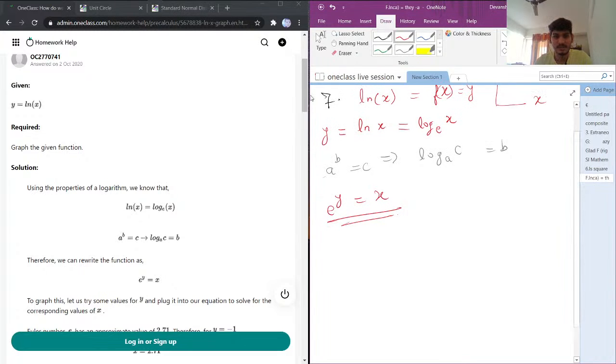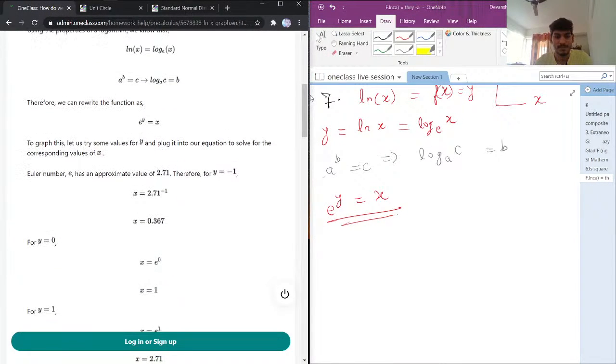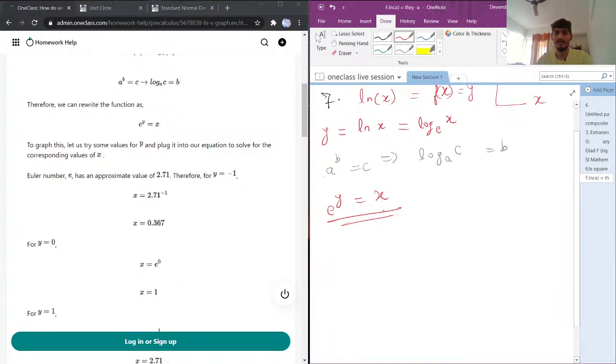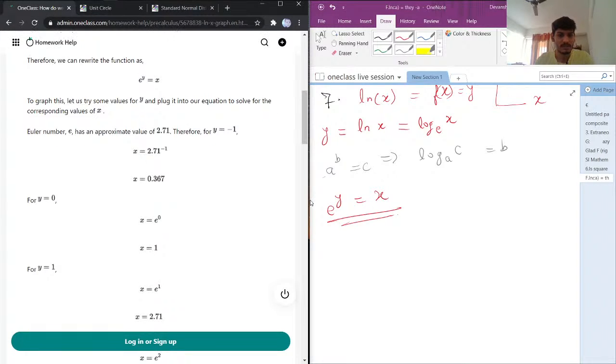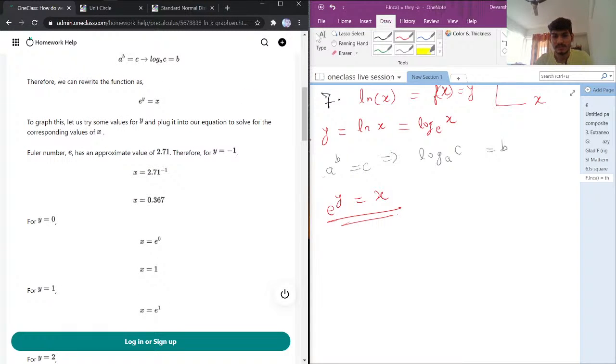Now let us find some coordinates. He has taken y as 0 and y as 1. So let's take y as -1. For y equal to -1, I'll use my calculator to find the values. I need to find e power -1. This will be 0.3678.